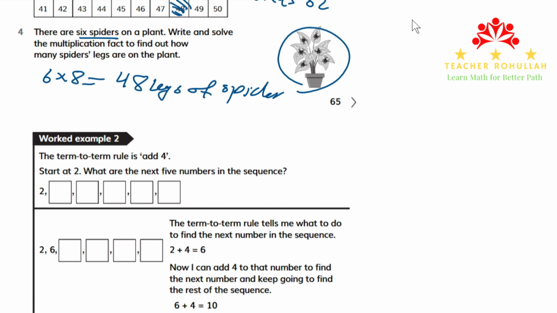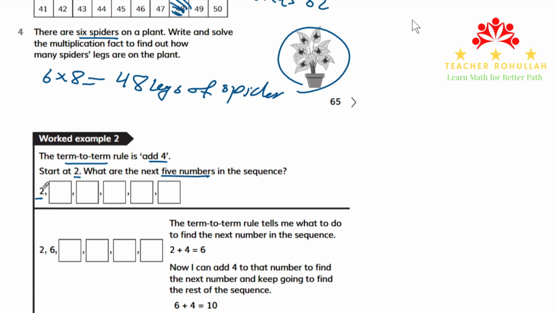Well, we have a worked example also over here. Let me read the question and see what the question is. Here it says the term-to-term rule is add 4. It means we have a sequence over here. Now it says start at 2. 2 is given here. What are the next 5 numbers in the sequence?